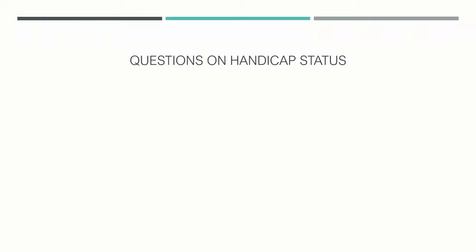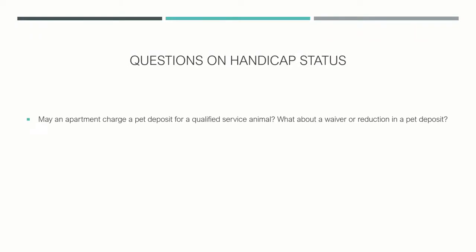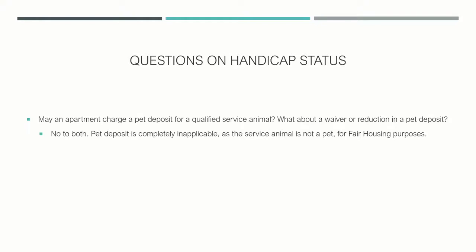Questions on handicap status. May an apartment charge a pet deposit for a qualified service animal? What about a waiver or reduction in a pet deposit? So I know we just covered this, but no to both, because a pet deposit is completely inapplicable, as the service animal is not a pet for fair housing purposes.